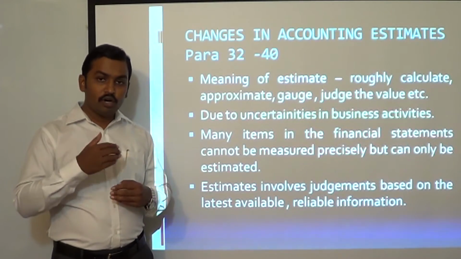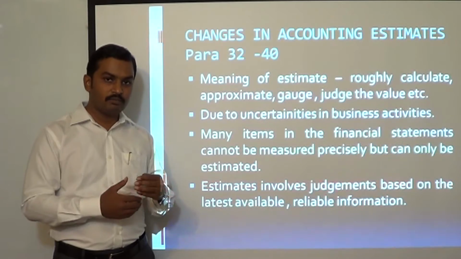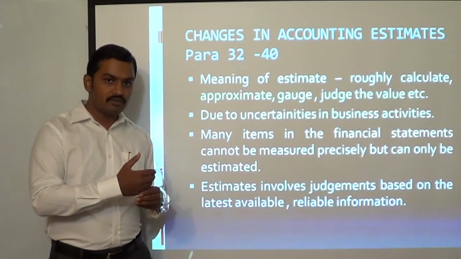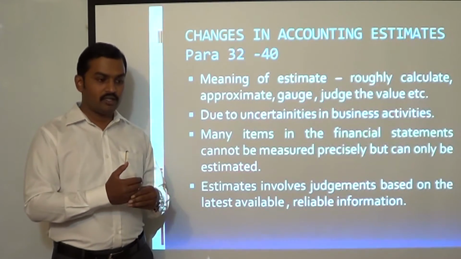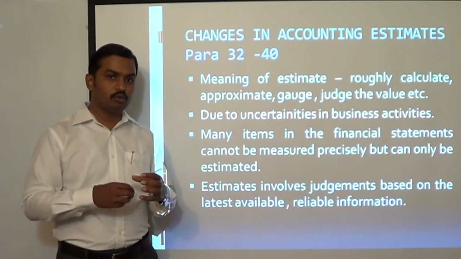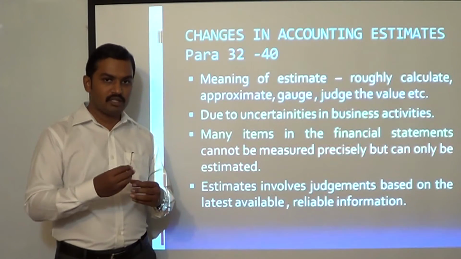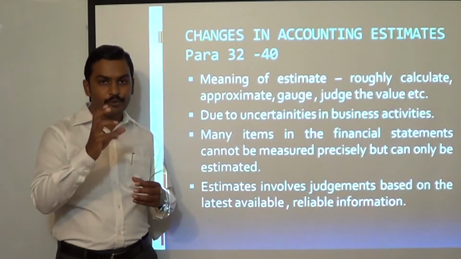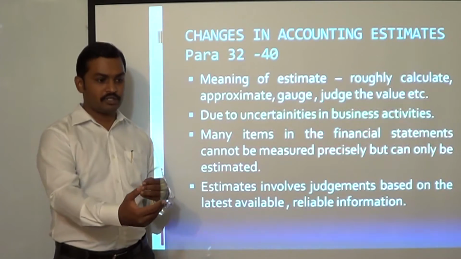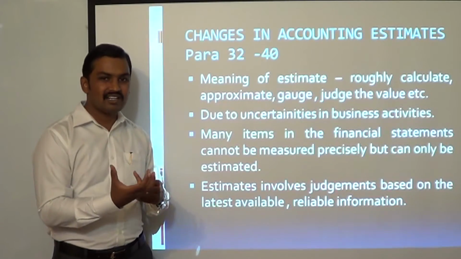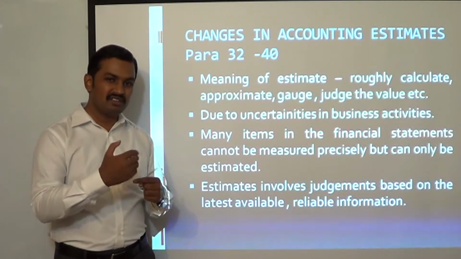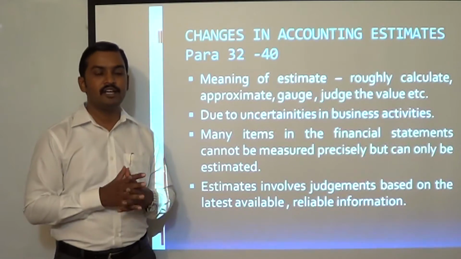So what we normally do is, instead of trying to measure something precisely, sometimes we give more importance to relevance of the information and reliability of the information. Okay, so we need not worry about the accuracy of the information. In such cases, management are going to make a judgment. They are going to try to estimate the value. Okay, and these estimates will be based on the latest available information, depending upon current circumstances. Based on reliable evidence, management is going to try to estimate the value of that item which is going to be shown in the financial statements.